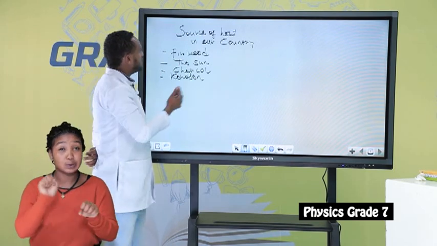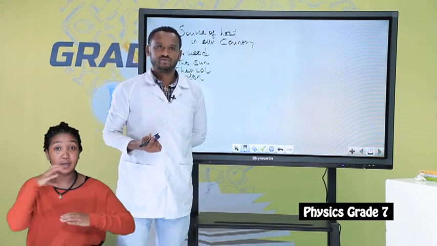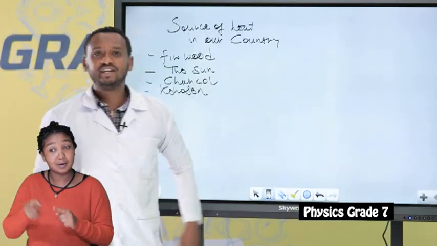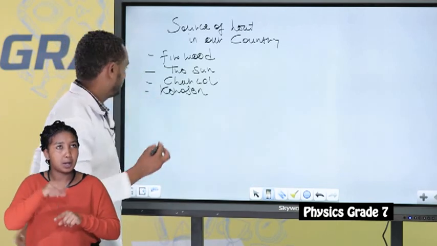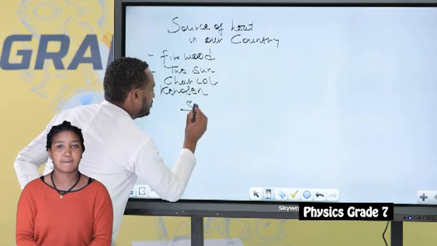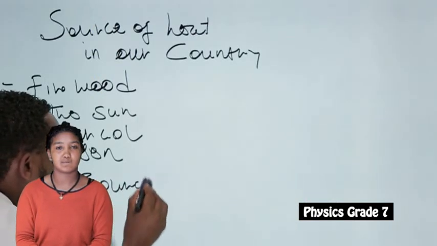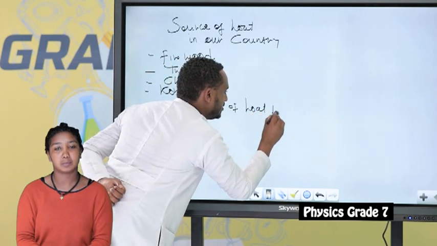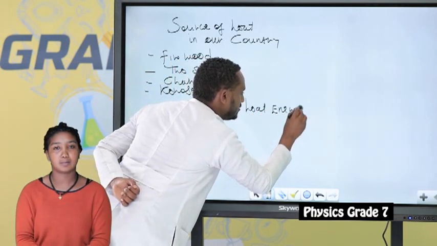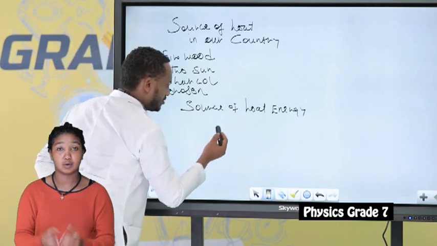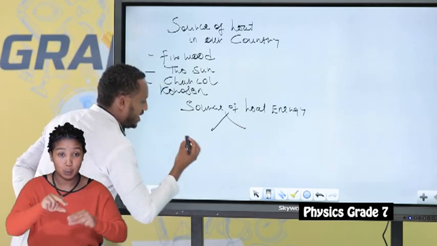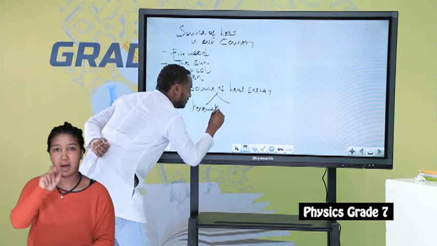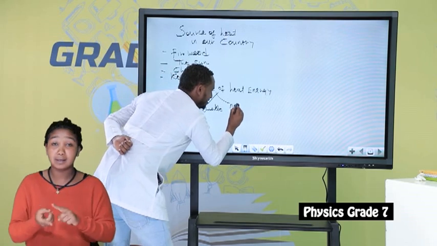So we can divide these sources of heat into two groups. One is renewable, the other one is non-renewable. What does renewable mean? Sources of heat energy can be classified into two groups. One is renewable and the other one is non-renewable.